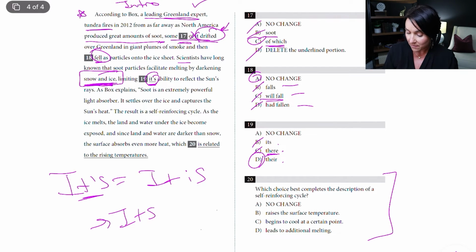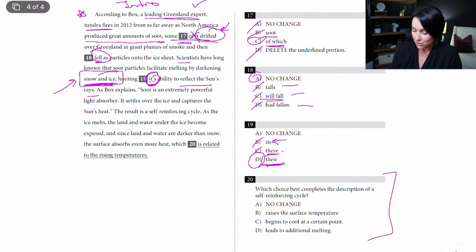So the correct answer is their. Snow and ice limiting their ability to reflect the sun's rays. Be careful. Just because you're looking for a substitute for its, the contraction, doesn't necessarily mean this is going to be it. Be careful. That was tricky. We want to make sure we look at our subject, snow and ice, which are the two nouns. So we need a pronoun that is plural, a possessive pronoun more specifically, and that's going to be D there.